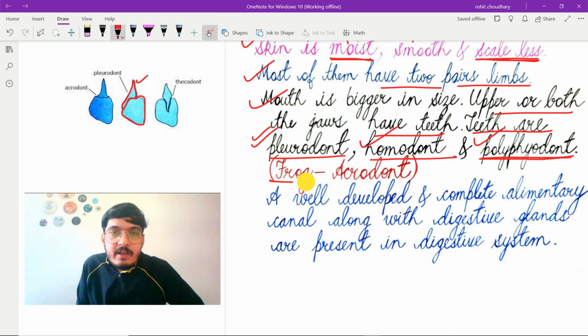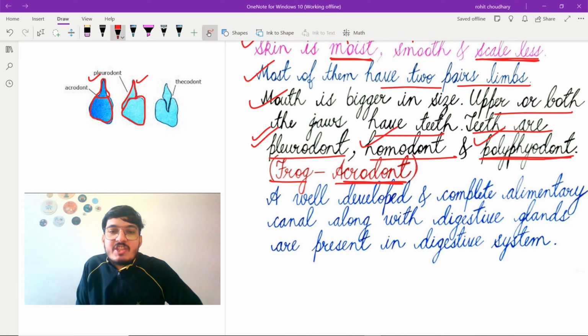And in frog, acrodont teeth is present. In acrodont teeth, what will be there? The teeth which are present on the terminal side of the jawbone. So this is the jawbone and this is the teeth present on the terminal side of jawbone.